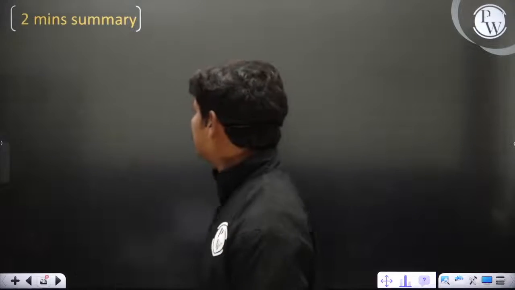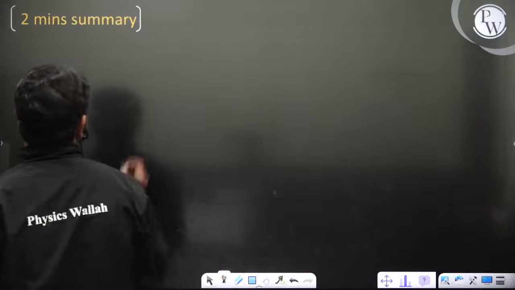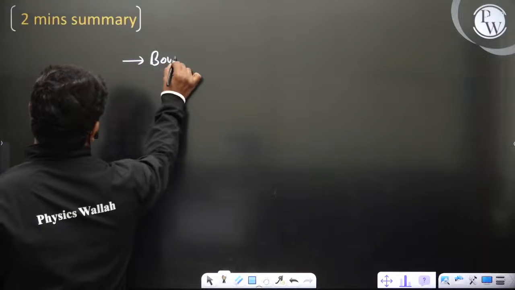Is everything clear? So we'll write some summary. What we have done today, we have done basically the boundary layers. That's it.